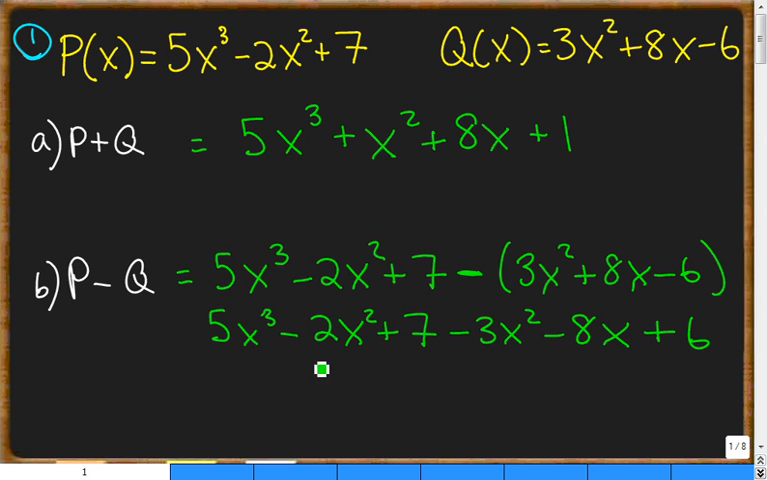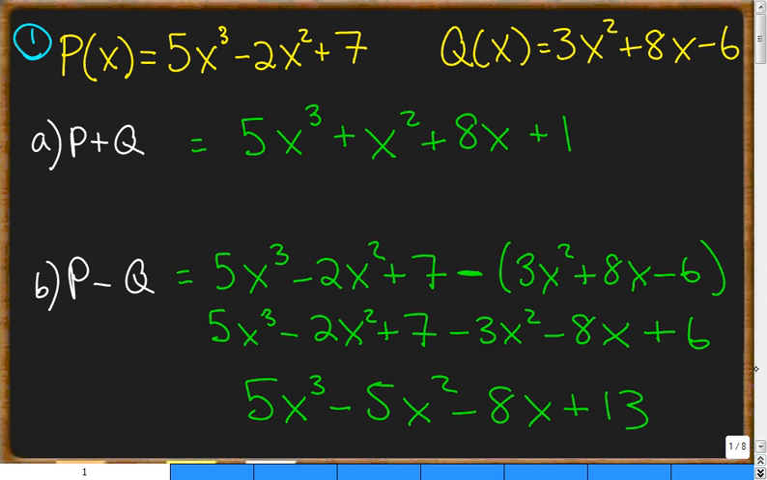And we need to go through now and simplify. So we combine our like terms. So we're going to get 5x cubed. We're going to have minus 5x squared. We're going to have negative 8x. We're going to have a positive 13. So those are our two answers for p plus q and p minus q.